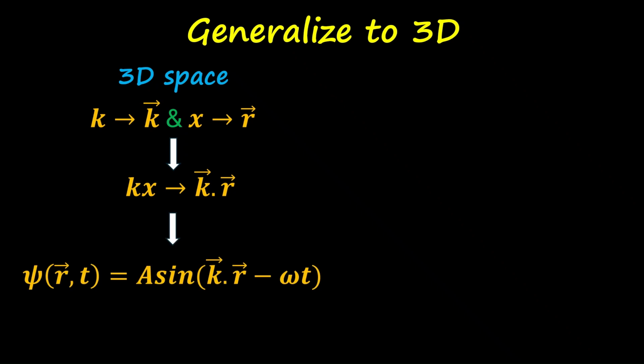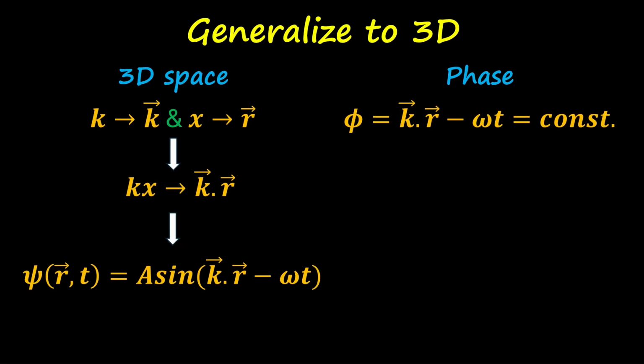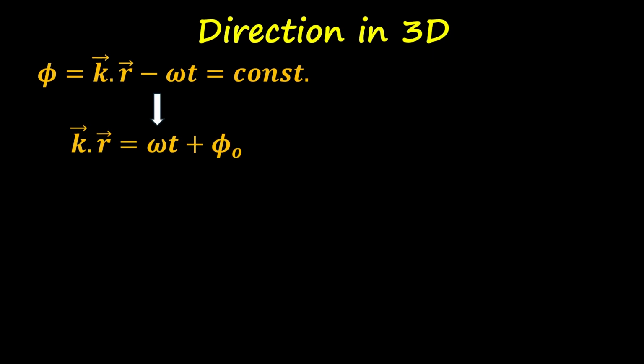Now the phase part in this expression is this one, the dot product of k and r minus omega t, and we have to take this phi to be constant. So in this case, what will be the direction of the wave? Now, let us find out the direction in 3D. So we have the phase expression, which is constant, and I'll rearrange and denote the constant by phi naught.